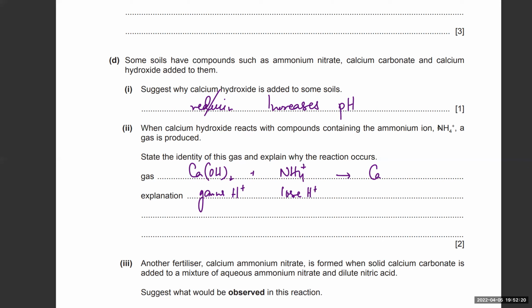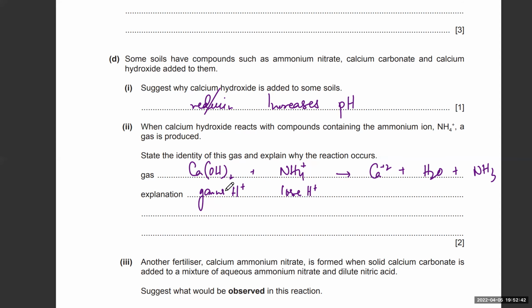The calcium ions are spectator ions. The OH- ion gains H+ to form water, and the ammonium ions end up losing an H+. The first part was identifying the gas. So the ammonium behaves as an acid and loses H+ ions, and the hydroxide gains H+ ions.